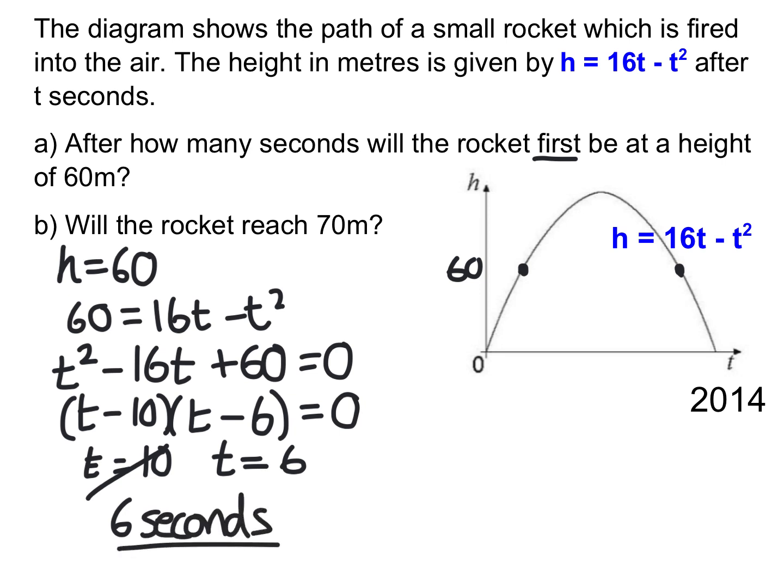So that is part A. Part B, it says, will the rocket reach 70 metres? So they're asking us to find the maximum height. If I know the maximum height is over 70, it's not going to reach it. If I know the maximum height is under 70, it will reach it.